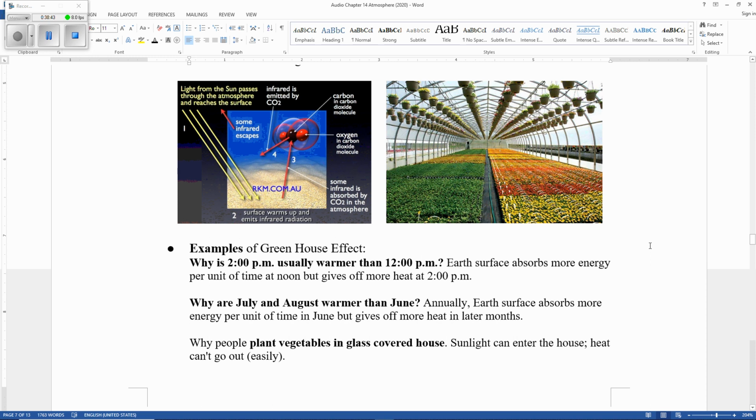Another example is inside your car in the summertime. If you open the door, inside is so hot, hotter, with a temperature higher than outside. Why? Because of the glass, the window of the car: the light can check in, but the heat cannot check out. So that's the reason.